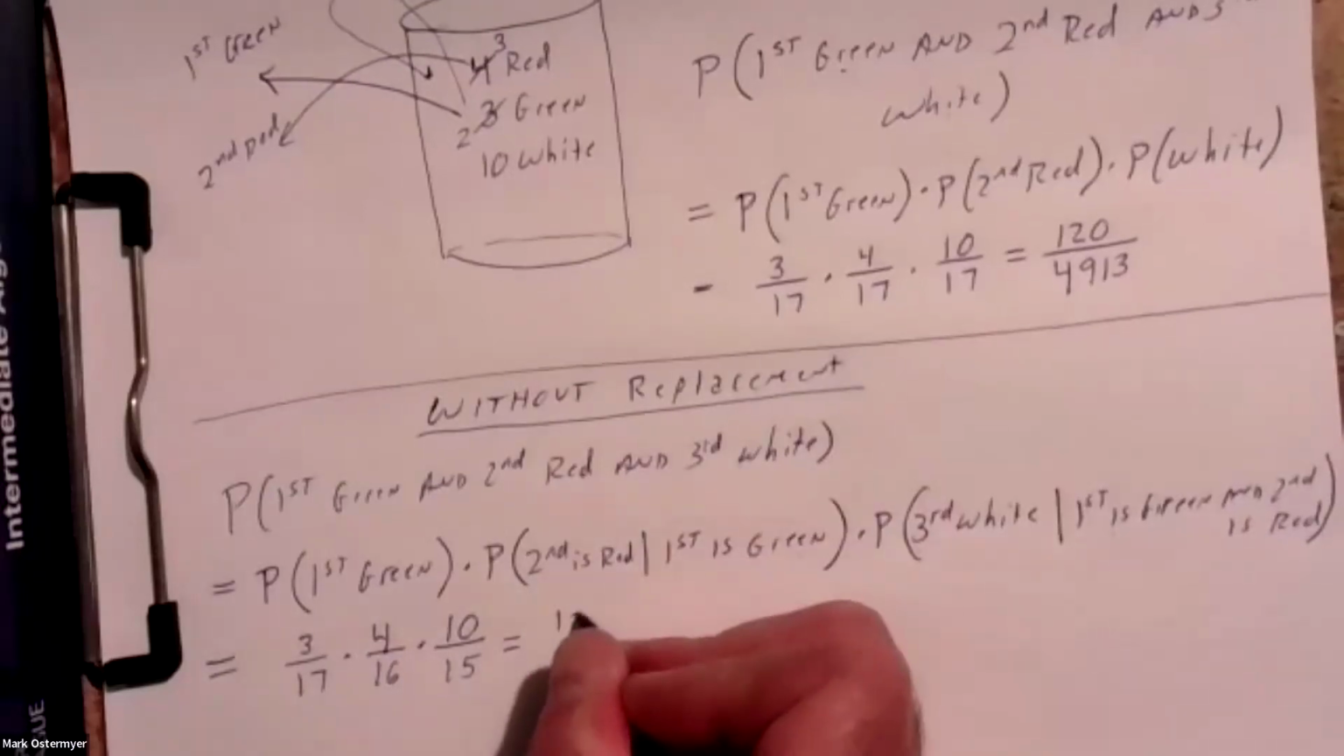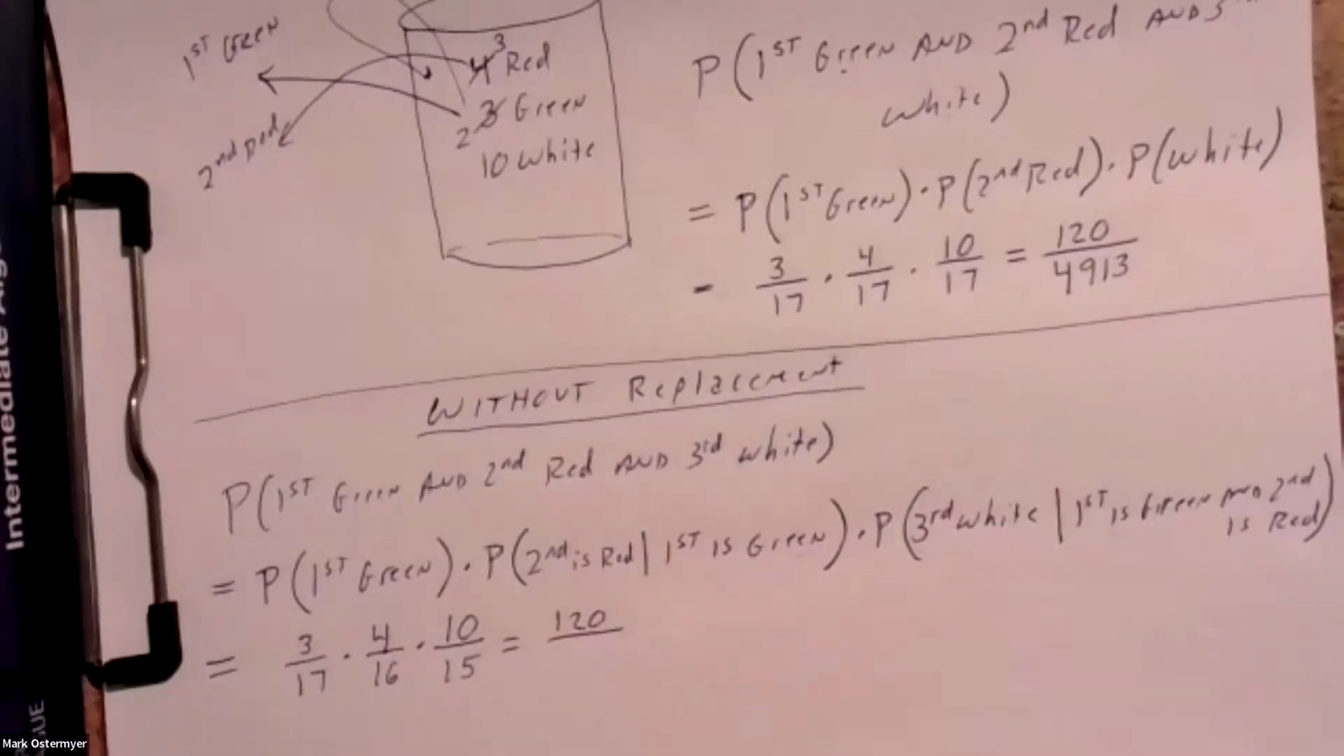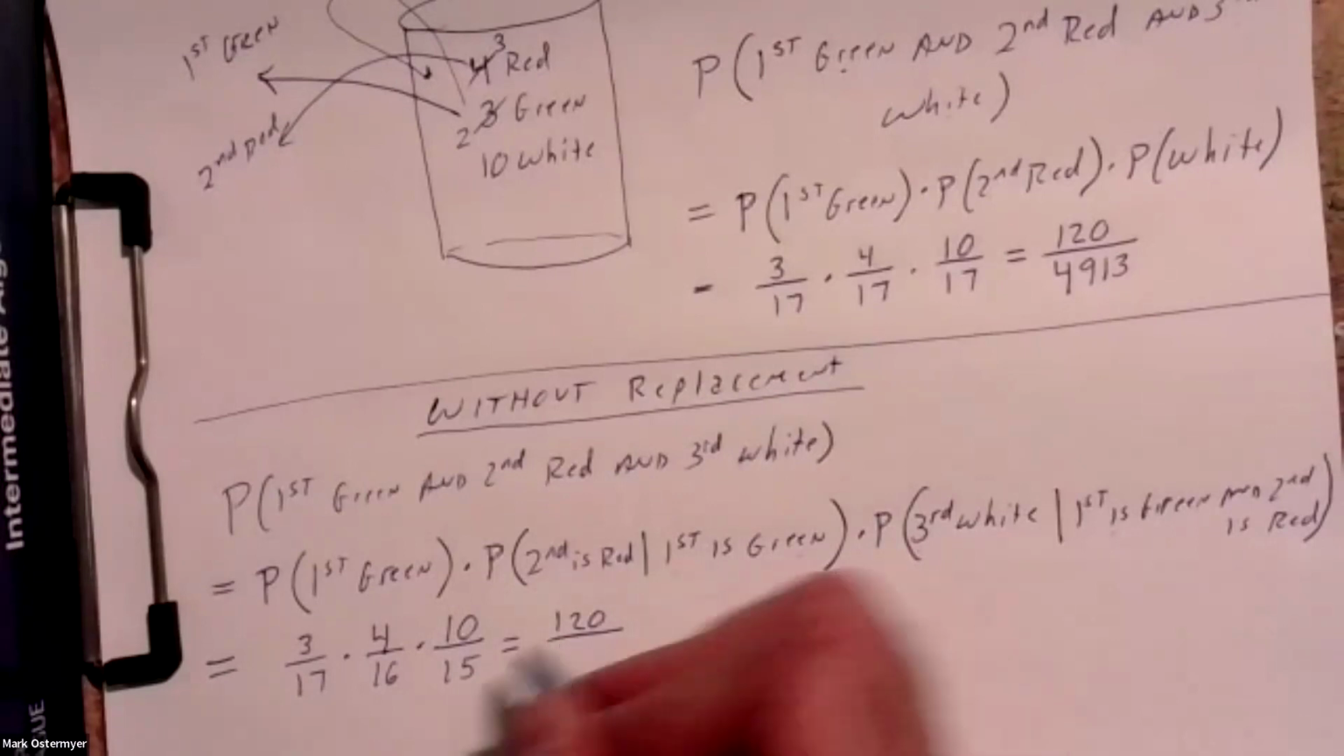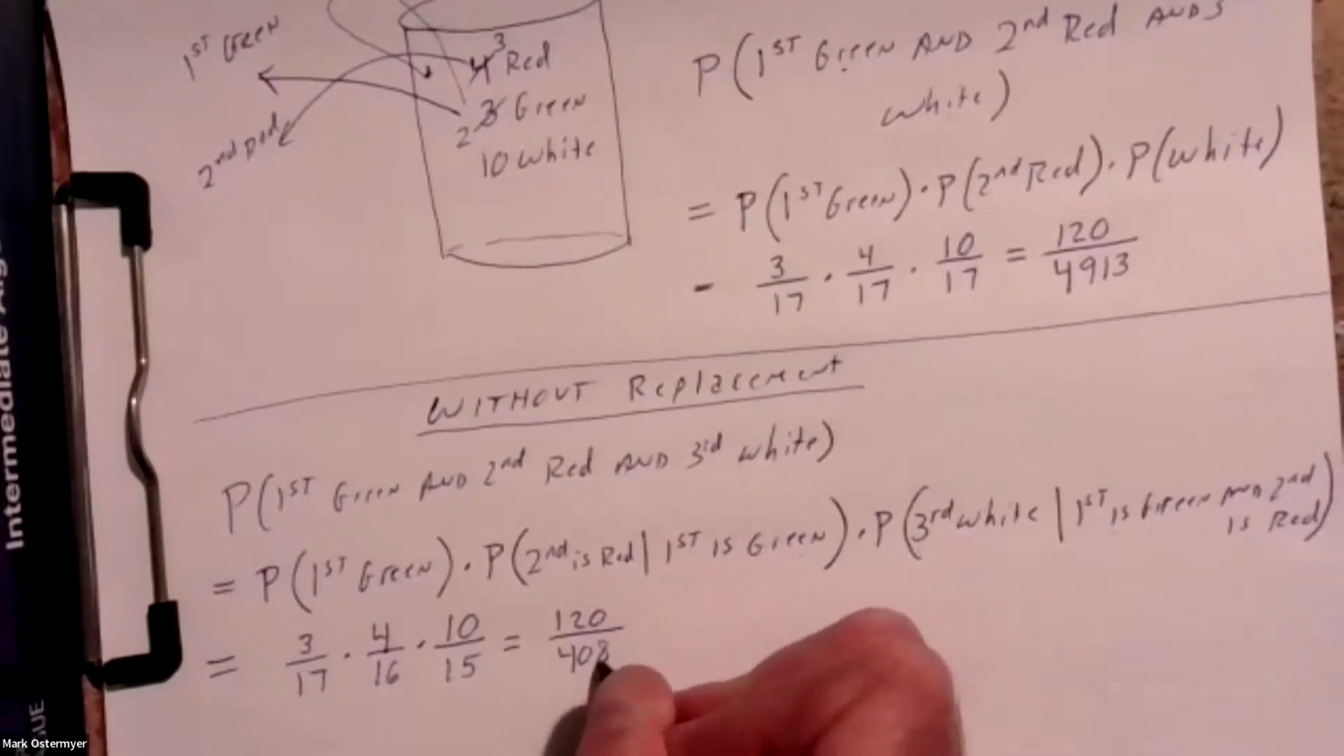This is going to be 120 over 4,080, which lowers down to 1/34.